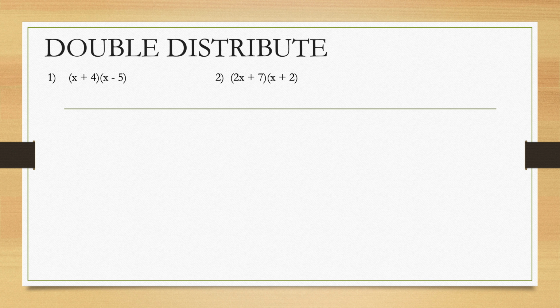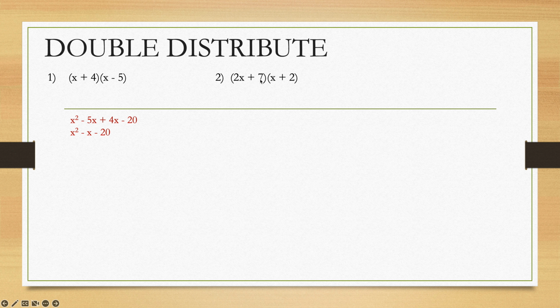Okay, so number one, double distributing. I get x times x is x squared, x times negative 5 is negative 5x's, 4 times x is 4x's, and 4 times negative 5 is negative 20. Combining like terms in the middle, I get a negative x, so it's x squared minus x minus 20. And it is very much worth noting here that 4 times negative 5 is negative 20, and 4 plus negative 5 is negative 1. And that's the foundation of the AM method.